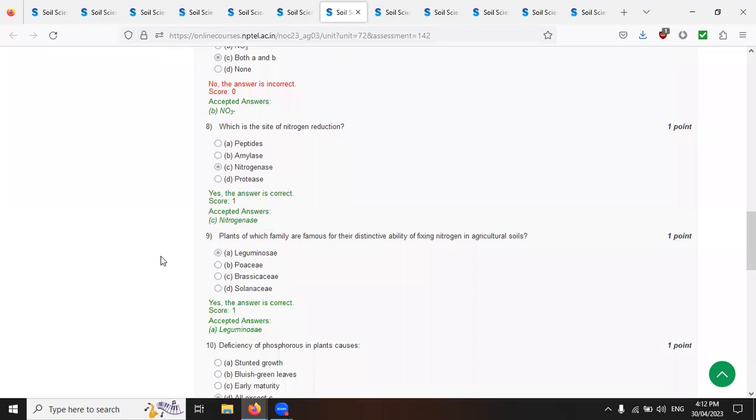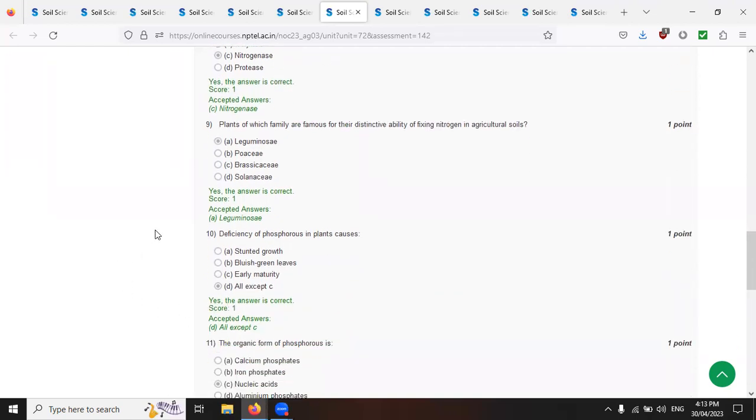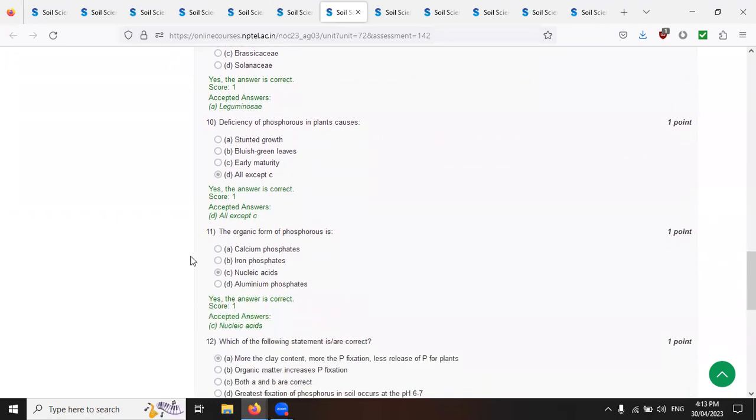C. Plants of which family are famous for their distinct ability of nitrogen fixing in agricultural soils? Which one is it? So legumes have the little root nodules. Deficiency of phosphorus in plants causes what? Slight growth, stunted growth, bluish green leaves, early maturity, or all of them except C? And it's the first two they do, stunted growth and blue-green leaves.